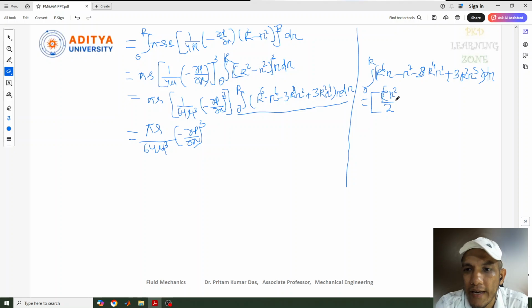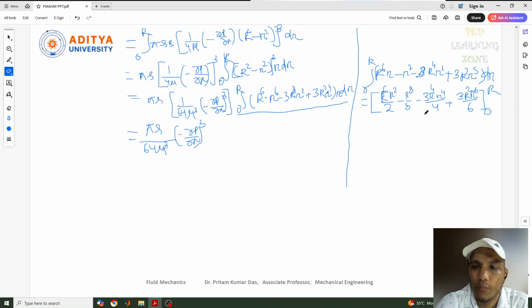Next similarly, this is r to the power 8 by 8 minus 3 r to the power 4 is constant, let's take it out, and r to the power 3 dr, so this is again r to the power 4 by 4, and plus 3r square is constant, let's take it out, 3r square, r to the power 6 divided by 6, integration close, that bracket is closed. Now 0 to capital R.